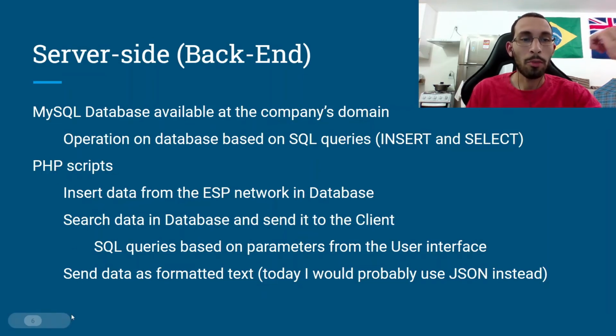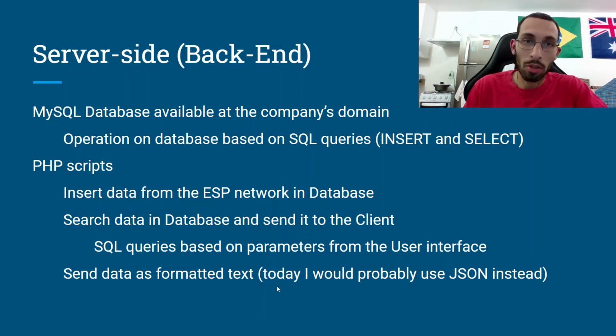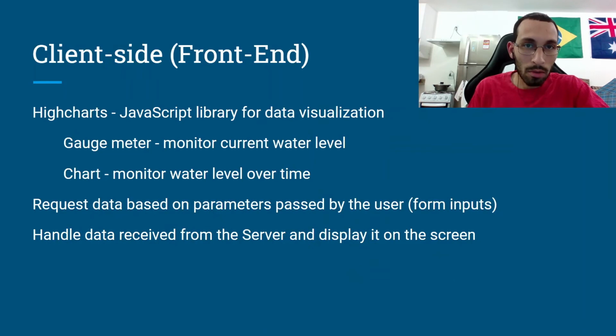That PHP script would send the data as formatted text, which at that time was the solution that I found. But today, after studying a bit more about it, I would probably use JSON, which is another way to communicate data. That stands for JavaScript Object Notation. It is a data format that makes handling data much easier, especially with JavaScript, which is the language that I use on the client side or the front end. That would request data from the server based on user inputs, and then handle that data received from the server and show it on the screen.